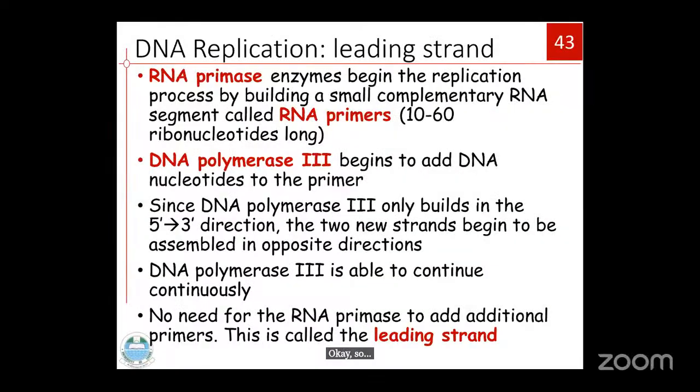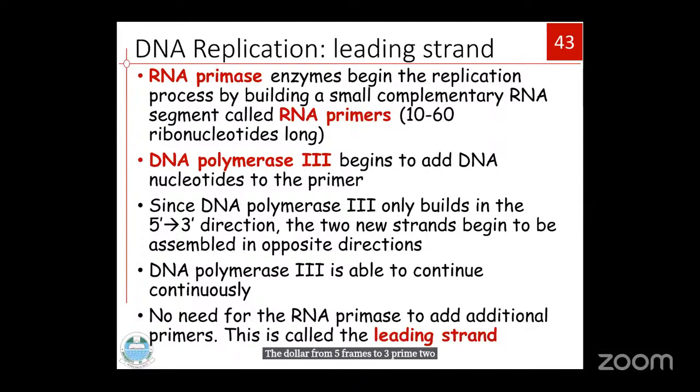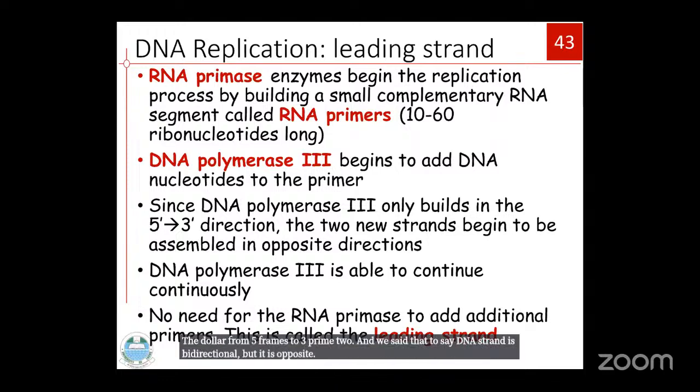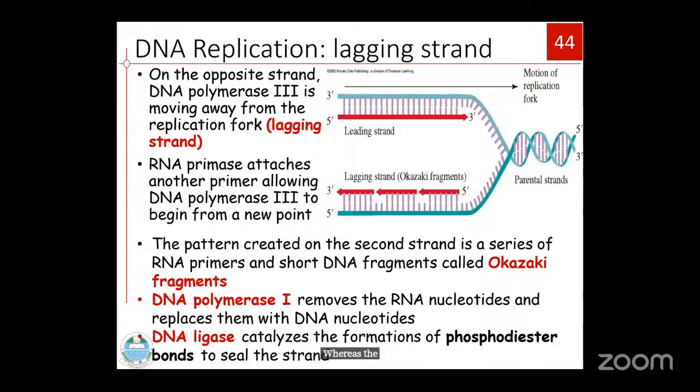Okay, so the two strands begin to be assembled in opposite directions, because one runs from 3' to 5', the other from 5' to 3'. We said DNA synthesis is bidirectional, but it is opposite. One is going this way, like we see here. This arrow is going right, whereas the other one is going left. So synthesis on both strands occurs in opposite directions, and that is where we say that synthesis is bidirectional.